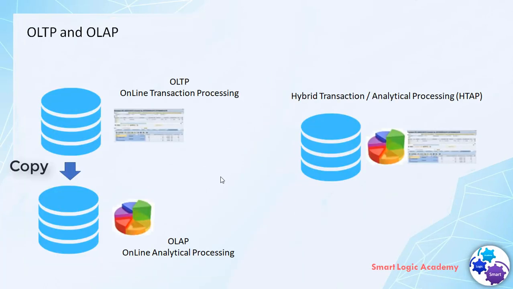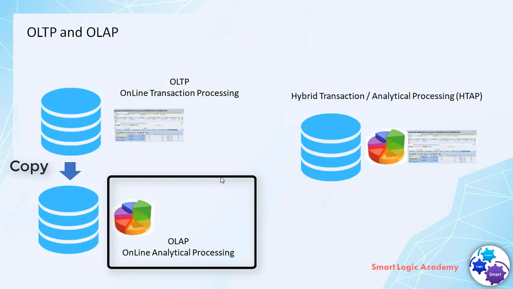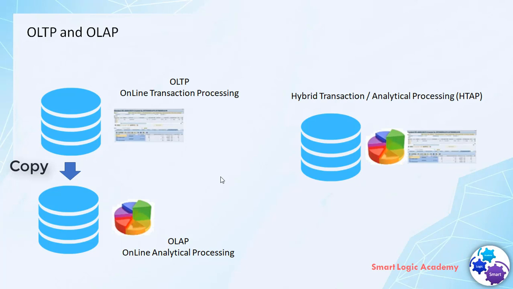Now let's see what is OLTP and OLAP. OLTP stands for online transaction processing and OLAP stands for online analytical processing. Traditionally, systems were either optimized for transaction or for analysis. In most traditional relational databases, tables are row-based, as this is regarded as an optimal design for transaction systems. But for analytics, column tables are more optimal.